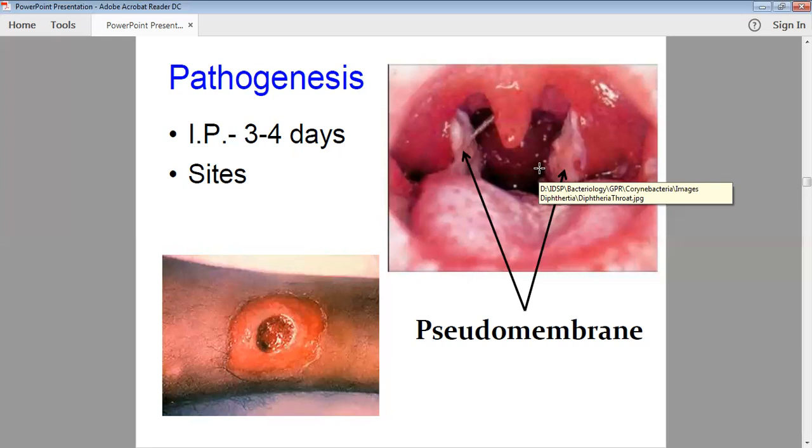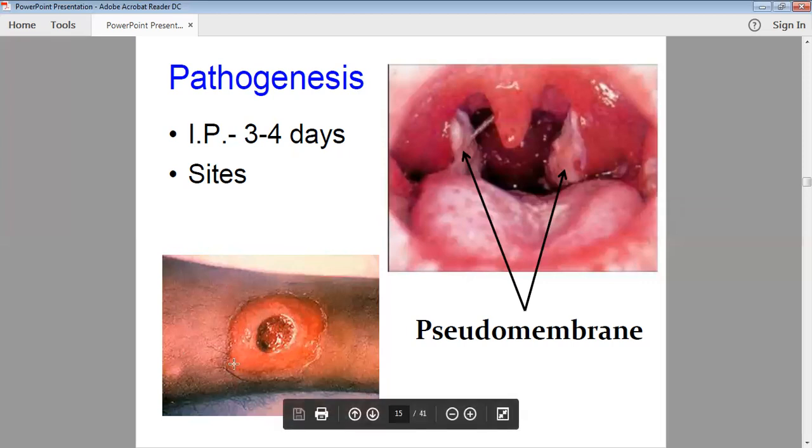This is cutaneous diphtheria. It is mostly caused by non-toxigenic Corynebacterium diphtheriae, only due to the multiplication and destruction by the inflammatory response.